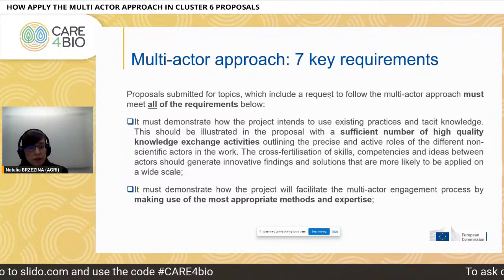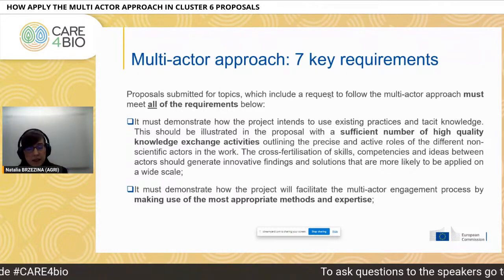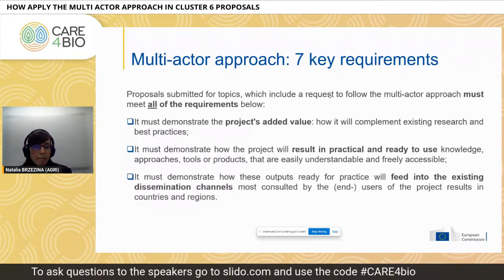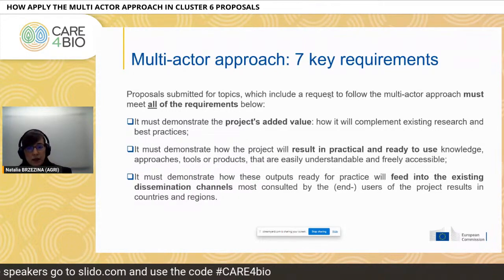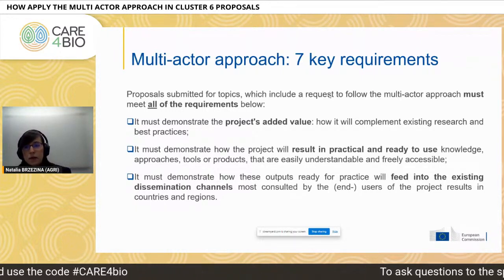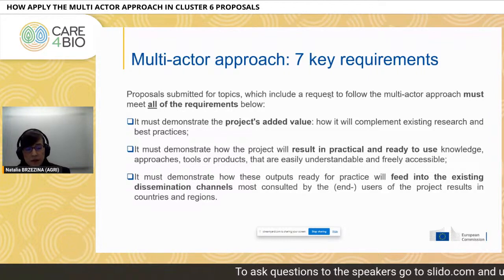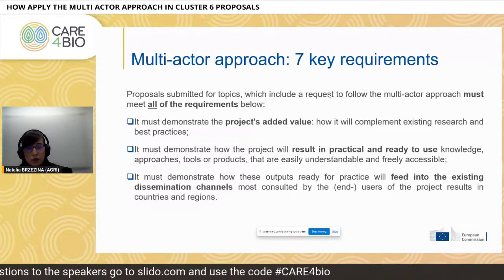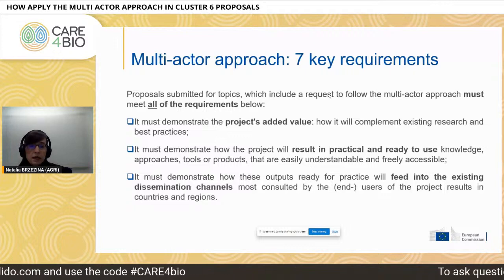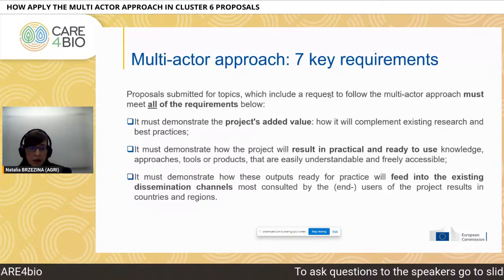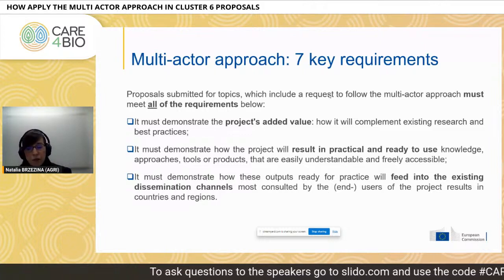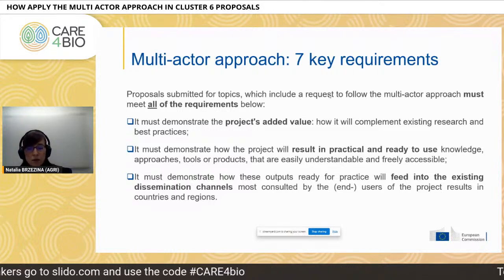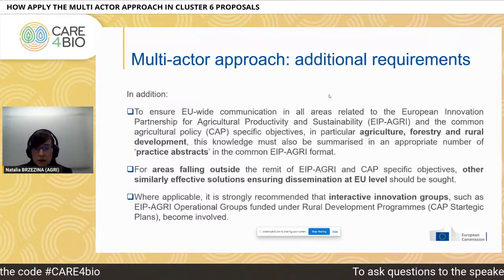The proposal must also demonstrate how the project will facilitate the multi-actor engagement process by making use of the most appropriate methods and expertise. In addition, it must demonstrate the project's added value, so how it will complement what is already out there in the research and innovation world. It must also demonstrate how the project will result in practical and ready-to-use knowledge, approaches, tools, and products that are easily understandable and freely accessible. And it must demonstrate how these outputs, ready for practice, will fit into the existing dissemination channels that are mostly consulted and used by the end users of the project results in the different countries and regions.